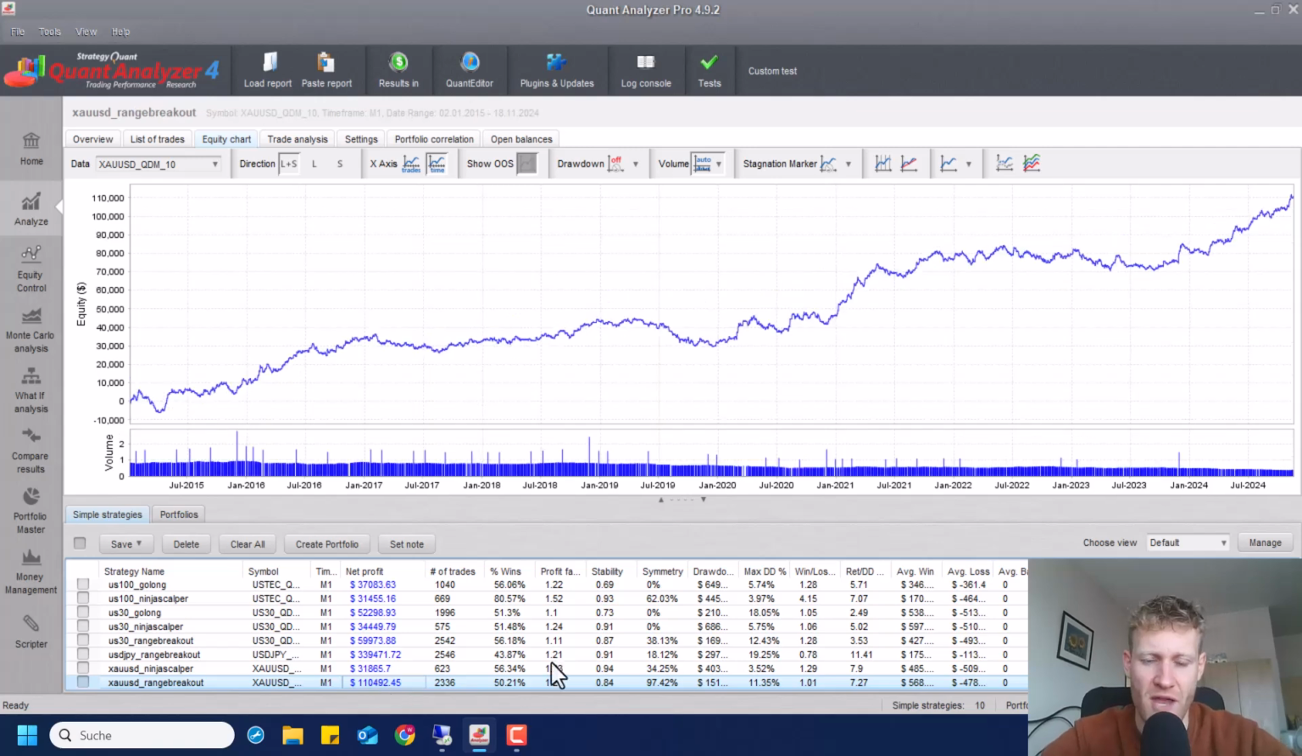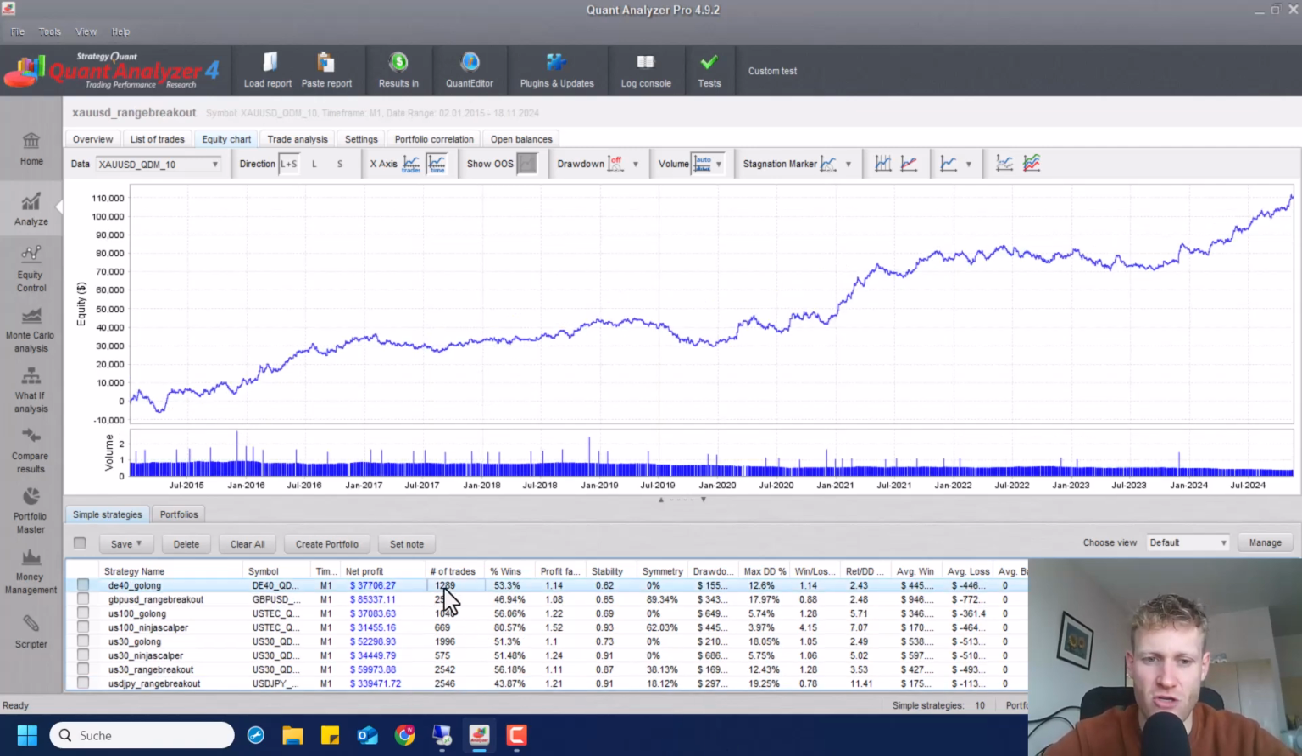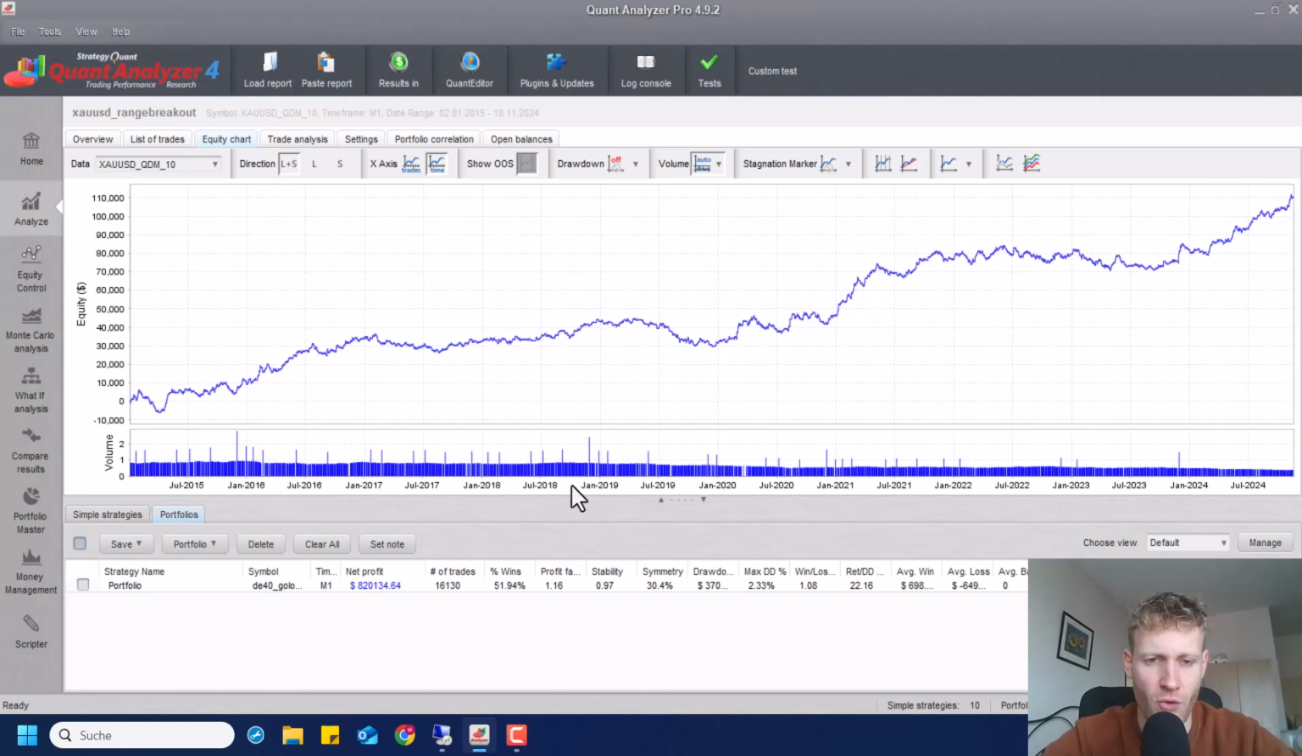All of them have a performance, but we don't know if there is a correlation going on, because what we don't want is different strategies that have pretty much exactly the same performance graph, because this would mean that a drawdown would just be even stronger if we trade multiple highly correlated strategies. So what we can do is select all of them here and say create portfolio.